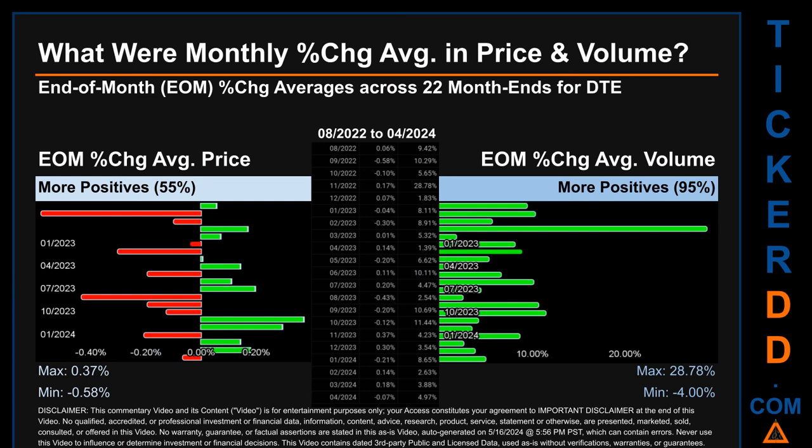Price saw an end-of-month max of 0.37% in average percentage change, along with a minimum of -0.58%. For volume, the maximum and the minimum monthly percentage change were respectively 28.78% and -4.00%.